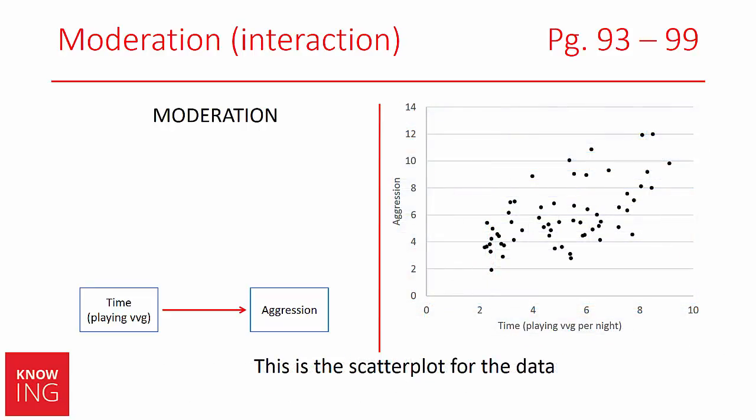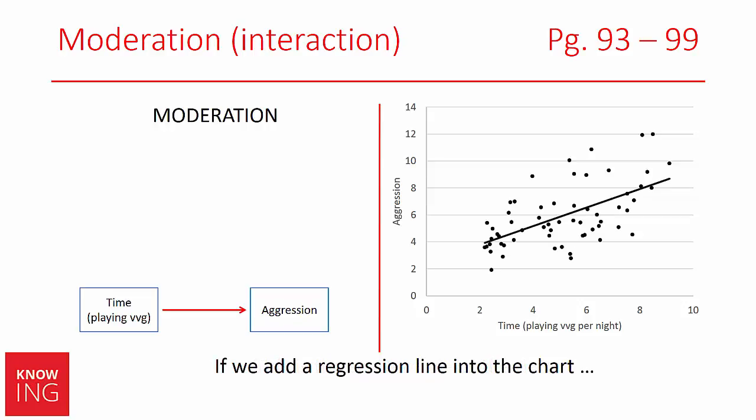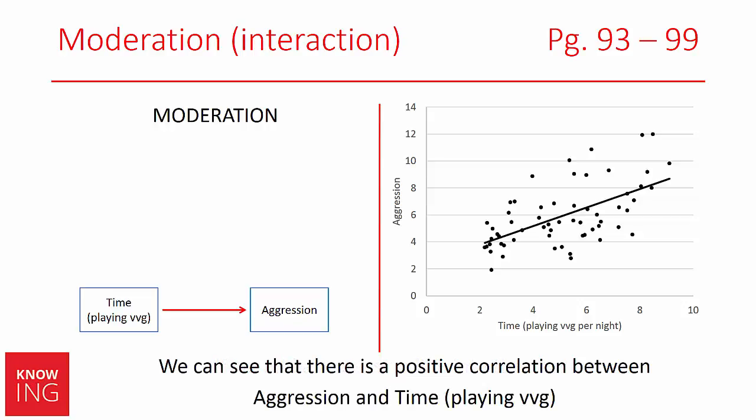If we were to plot this particular data on a scatter plot, it might look something like this. If I was to add a regression line through this particular chart, we get this line here, and I can see that there is a positive correlation between aggression and time spent playing violent video games. In other words, as time spent playing violent video games increased, so too did levels of aggression.